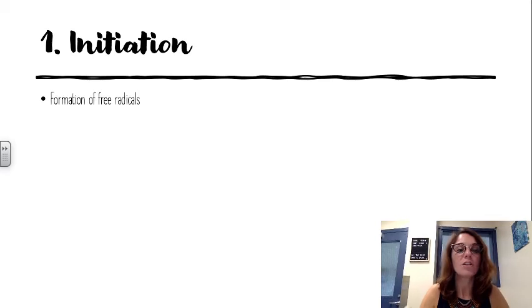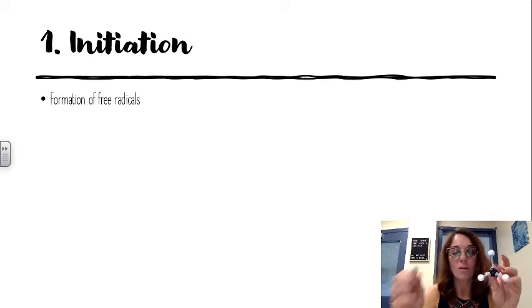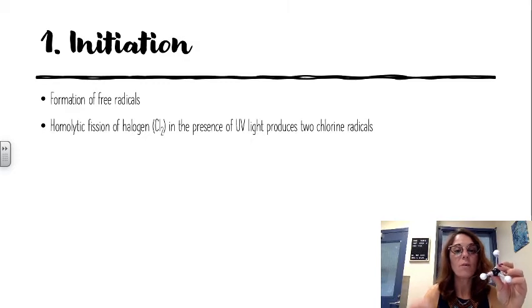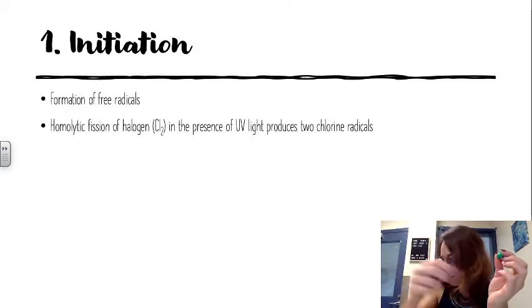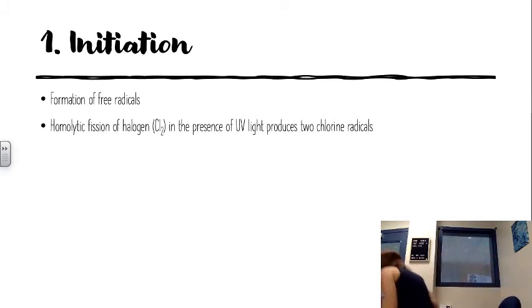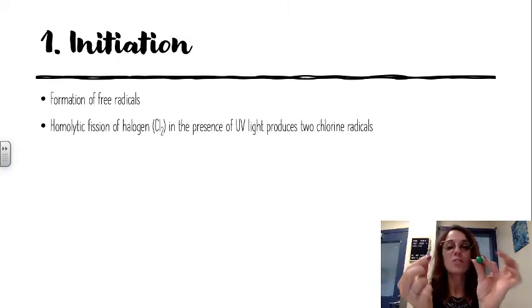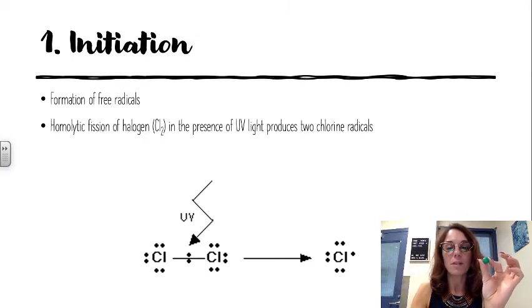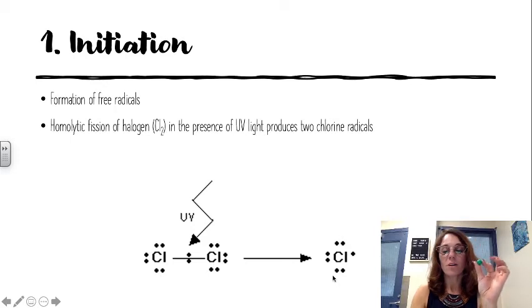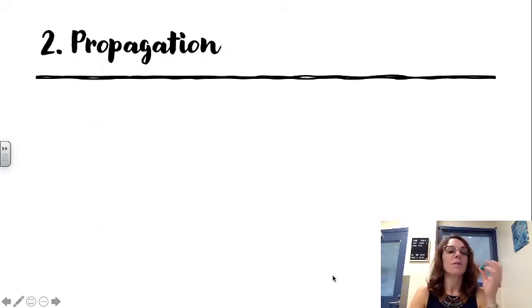In initiation, this is where we have to create these free radicals. So this is where we have a homolytic fission of chlorine that produces two free radicals. Okay, so we've already seen this here. The UV light breaks this apart. I've got a free radical with a single unpaired electron for each chlorine.